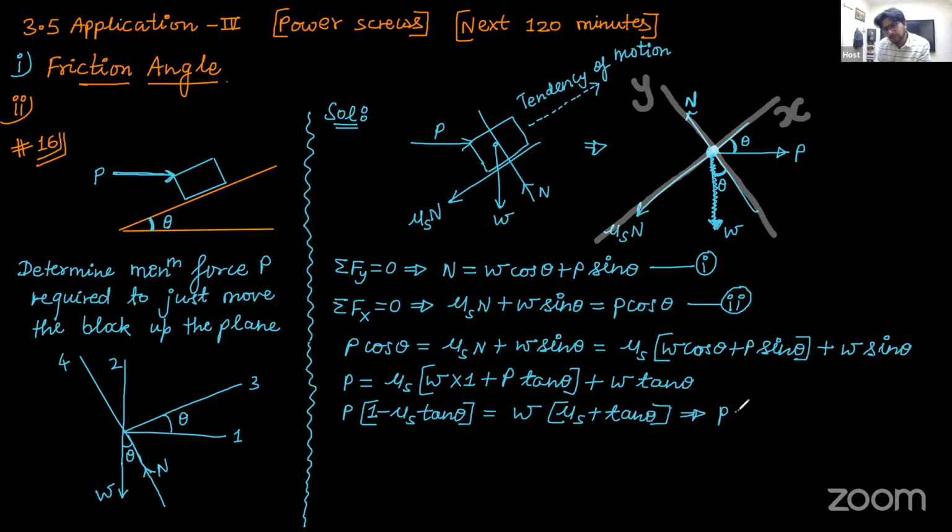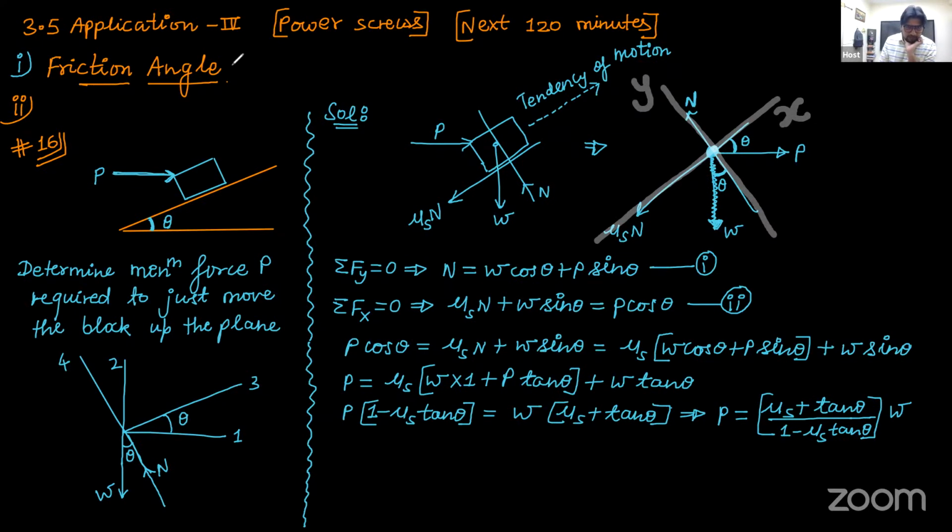So I get the horizontal force required to move a block up an inclined plane of angle theta as mu s plus tan theta upon 1 minus mu s tan theta, multiplied by the weight of the block. Now, mugging up this formula in its current form is not really advisable. If you are going to mug it up like this, you will certainly forget it. You will certainly drop it out of your mind.